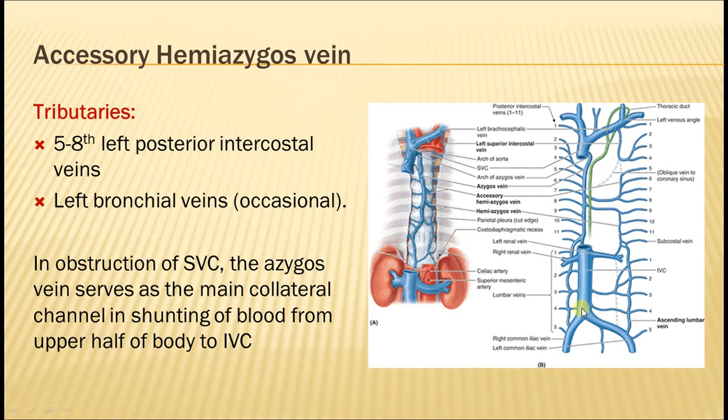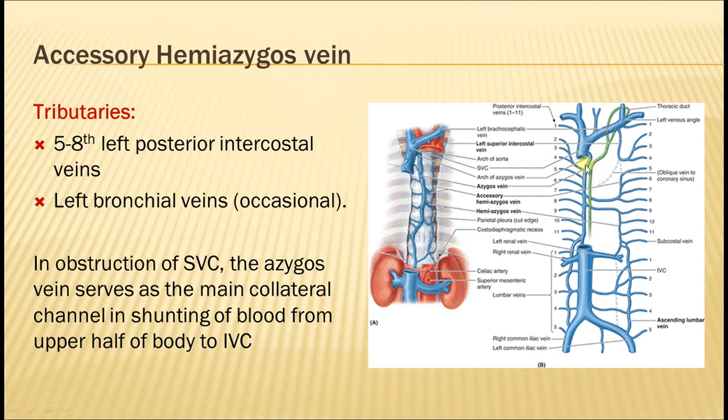Now suppose the SVC is blocked before the termination of the azygos vein, as I told you. Now suppose after the termination of the azygos vein it is blocked, then blood can very easily flow through the azygos vein.